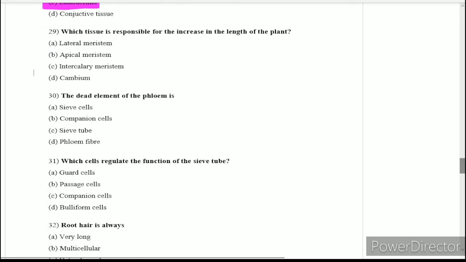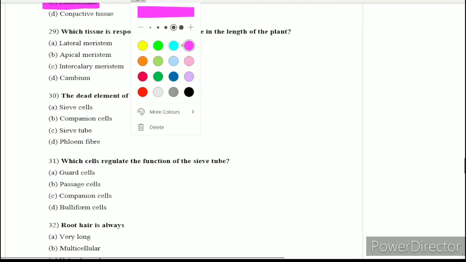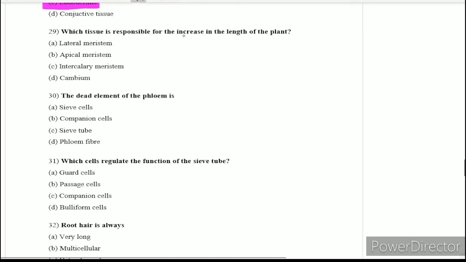Which tissue is responsible for the increase in the length of the plant? Option A, lateral meristem. Option B, apical meristem. Option C, intercalary meristem. And option D, cambium. For the increase in the length of the plant, it is not lateral. So the correct answer is apical meristem. Apical meristem helps to increase the length of the plant.